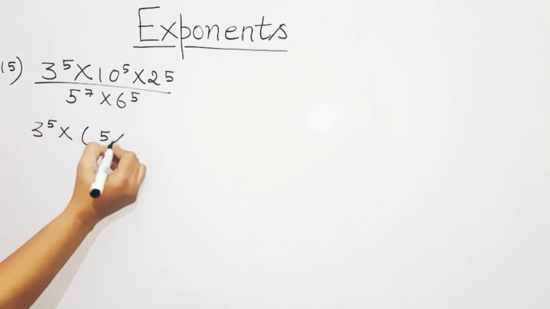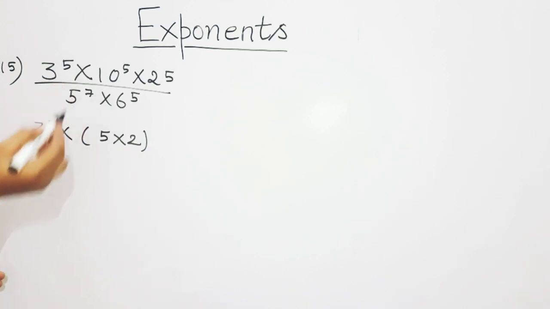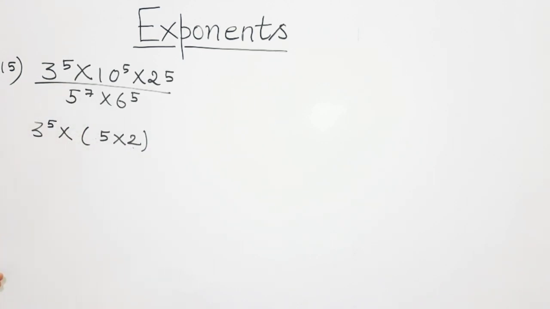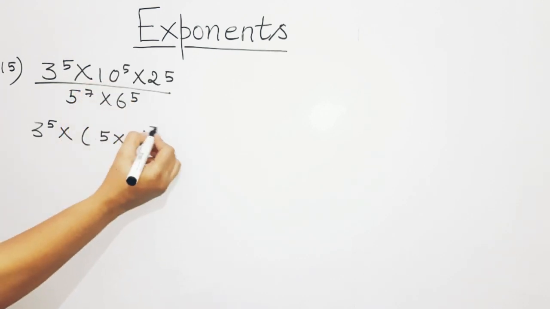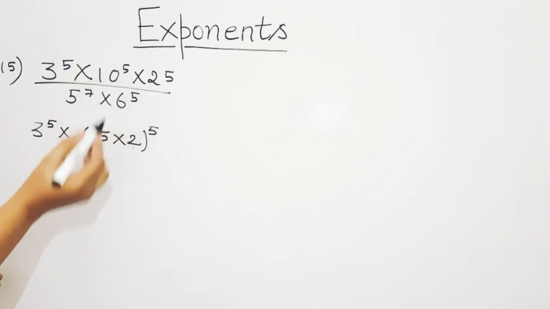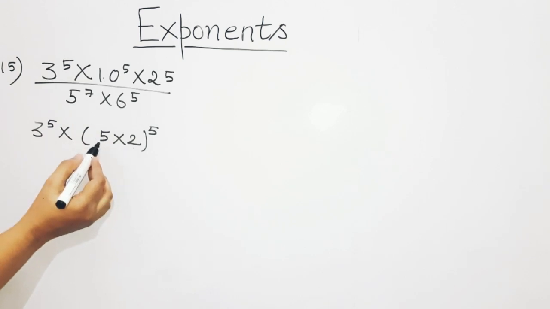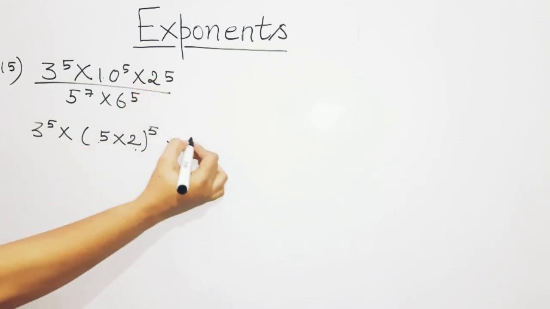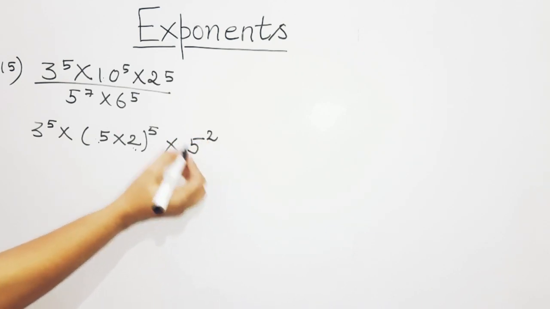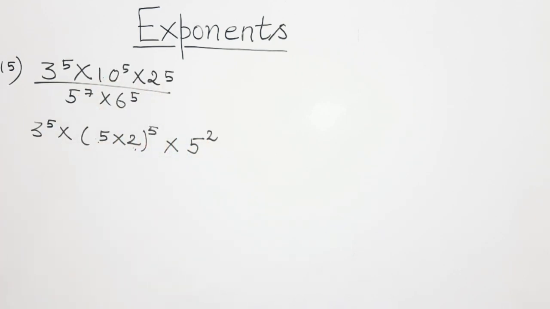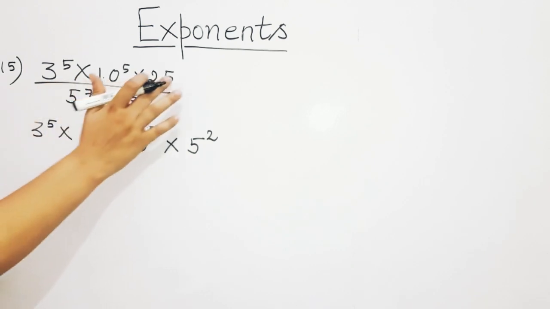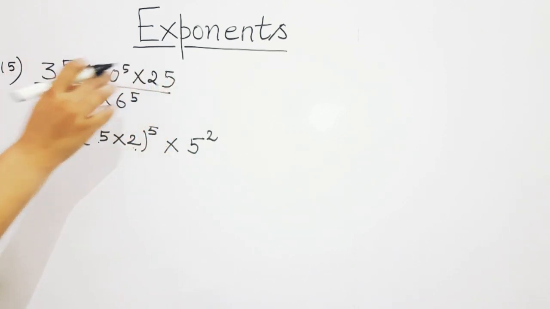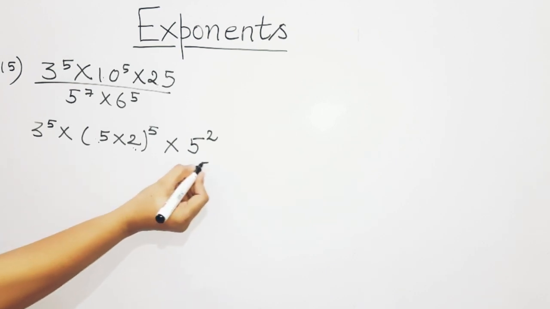5 2s are 10. We can write 10 like this because 5 multiplied by 2 is 10, correct? And to the power of 5, because 10 to the power of 5. So 10 can be written as 5 multiplied by 2 to the power of 5. Now 25 can be written as 5 to the power of 2, because we all know that 5 5s are 25. Right students? Now coming to the denominator.